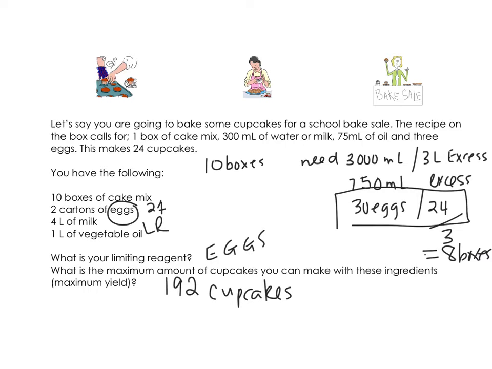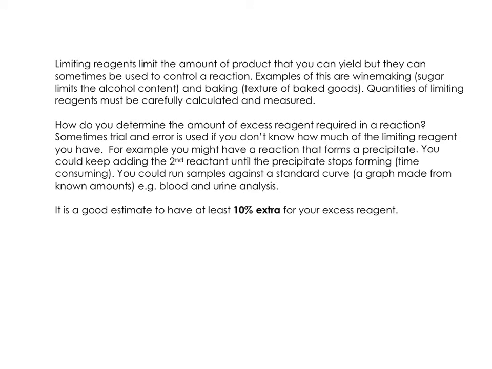So 192 cupcakes. Limiting reagents limit the amount of product you can yield, but they can also be used to control a reaction. For example, winemaking. The sugar limits the amount of alcohol in your wine. And in baking, the amount of baking soda or baking powder can change the texture of your baked goods. Quantities of limiting reagents must be carefully calculated and measured.